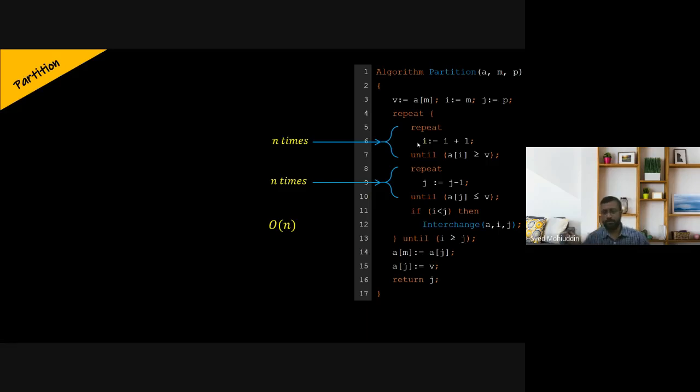And the other statements are primitive. So therefore, we say that the partition algorithm takes O of n as time complexity.